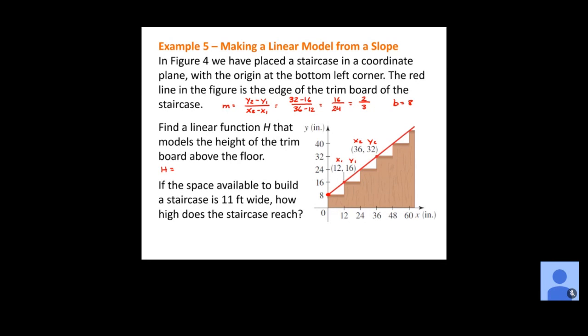We know the slope and we know the y-intercept. Good. So 2/3 x, and then we have plus 8 for our y-intercept. And so you could technically call this h of x if you wanted to, where x represents the horizontal distance of that staircase. Any questions on finding that linear function now?